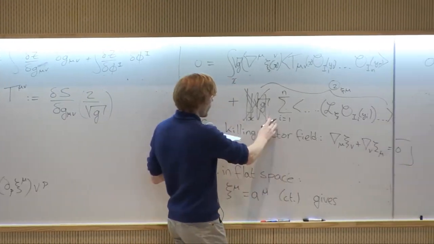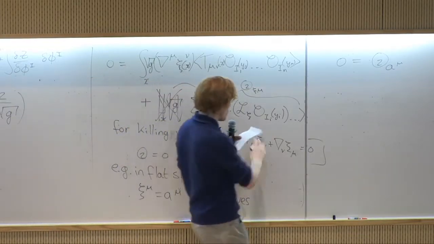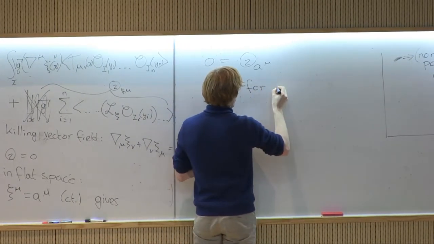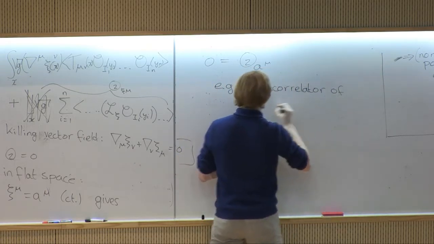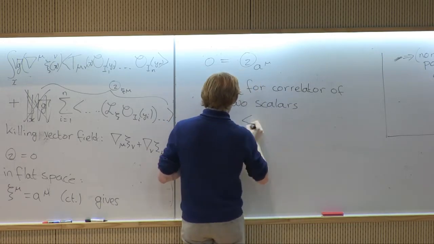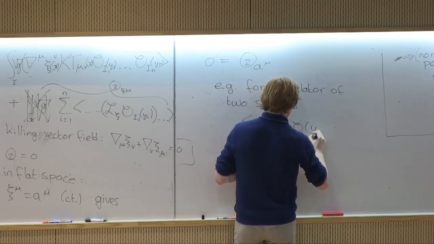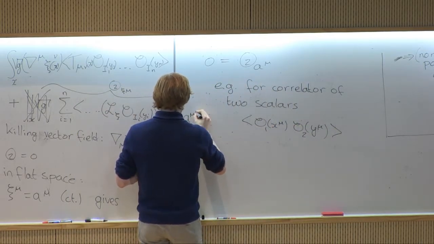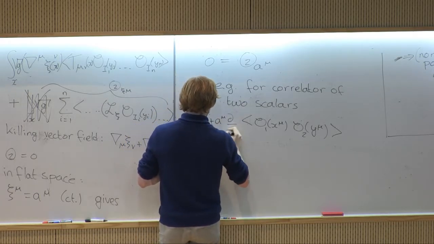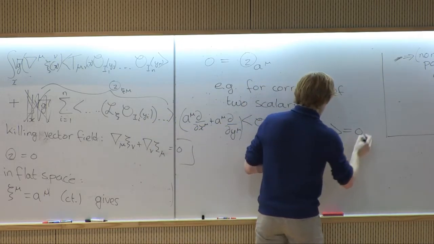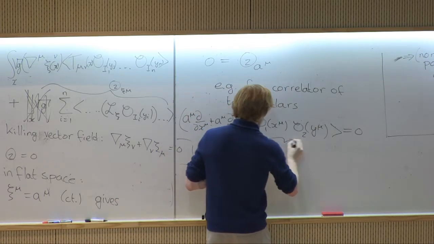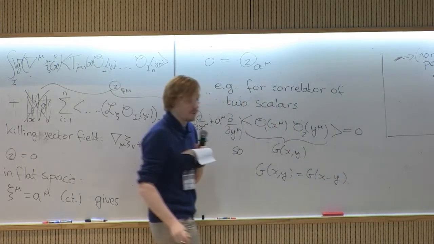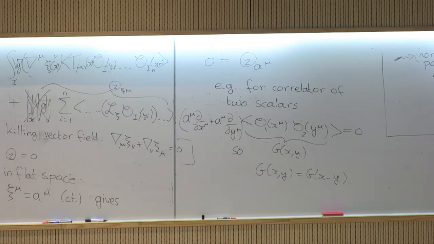So this gives me a non-integrated constraint for correlation functions. And so, for example, this looks a bit abstract. Let's go to a concrete correlation function. So for a correlator of two scalars, we have an operator sitting at x, an operator sitting at y. We can make them different, O_1 and O_2. We get the constraint that a^μ ∂/∂x^μ plus a^μ ∂/∂y^μ of this correlation function is 0. In other words, this function G(x,y) is really just a function of the difference x minus y. And so this is what the constraint of translation invariance gives you.